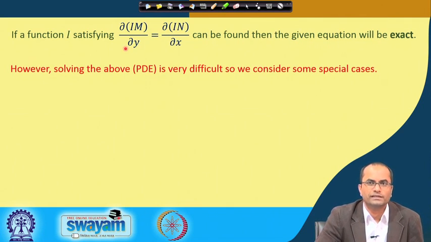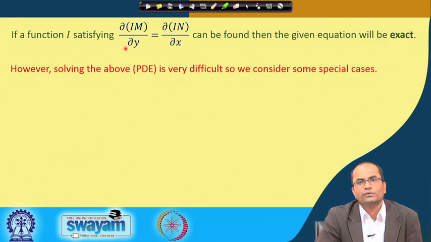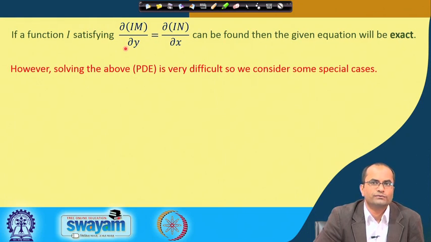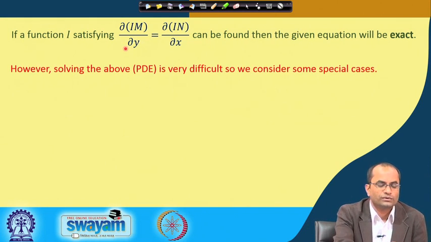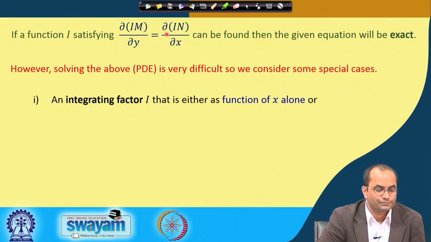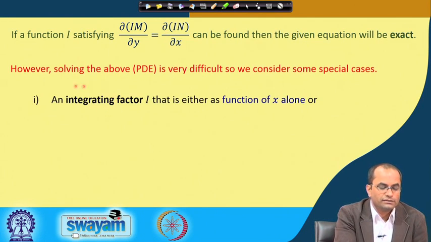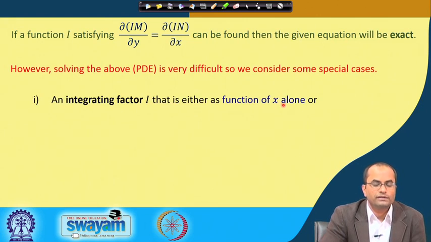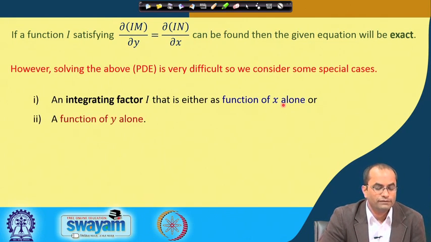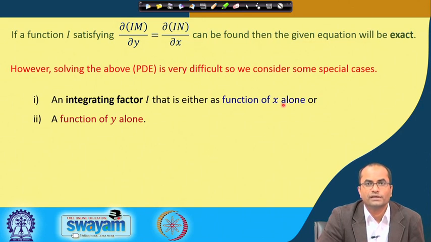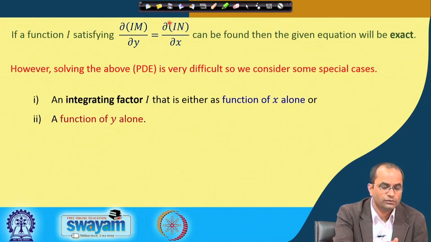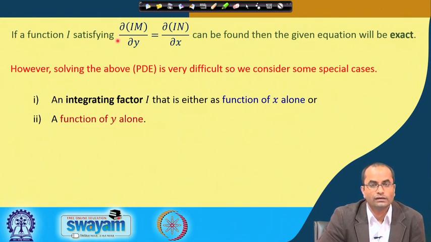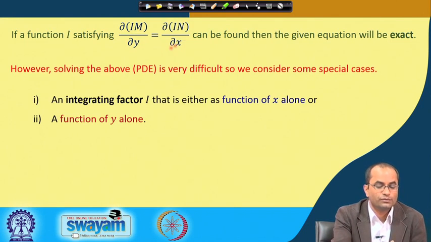So, we will consider here at least 2 of them, and many more special cases could be derived from this partial differential equation, so that we can get this unknown I. So, these are the special cases: an integrating factor I that is either a function of x alone or a function of y alone. That is our first assumption, that we are looking for an integrating factor which is a function of x alone or a function of y alone. So, these 2 special cases we will consider here to get the solution of this partial differential equation.